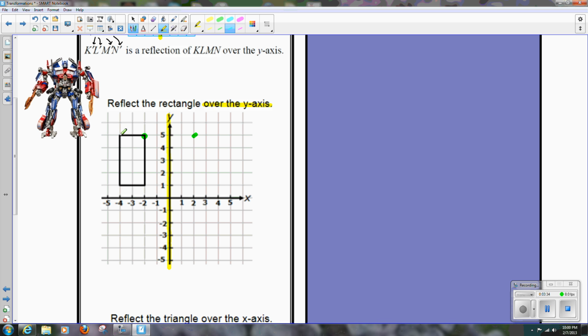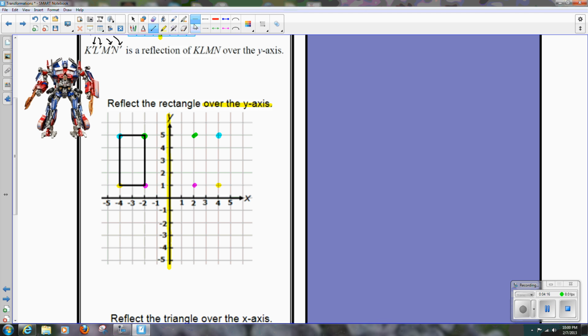Then we'll do the same thing with this point. This point is 4 units from the line of reflection. 1, 2, 3, 4. So we need to move its new point 4 units on the other side of the line of reflection. 1, 2, 3, 4. And we'll do the same thing with this point. It's 2 units from the line of reflection, so we'll put it on the other side of the line of reflection, 2 units away. And then the last point is 2, 3, 4 units, so we're going to move it 1, 2, 3, 4 units to the other side of the line of reflection.